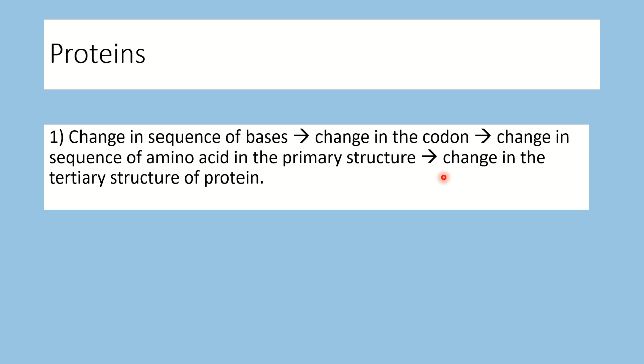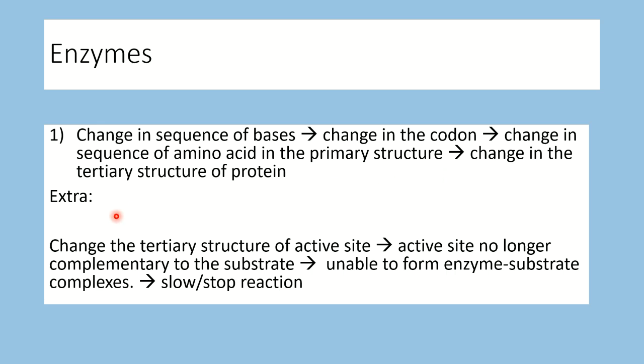Now, enzymes are proteins, so if they mention enzymes, you have to add a few extra things. So this is enzymes. The first part remains the same: a change in the sequence of base, changing codon, changing primary structure sequence of amino acids, changing the tertiary structure of protein. Everything else stays the same, but you're adding extra stuff.